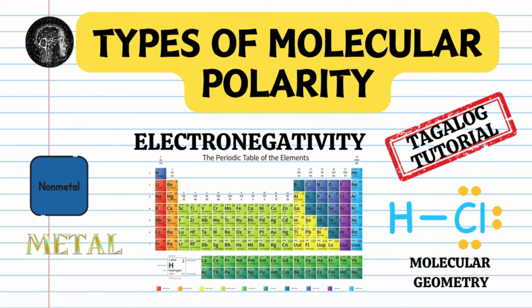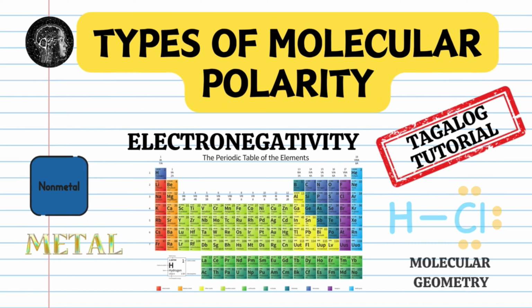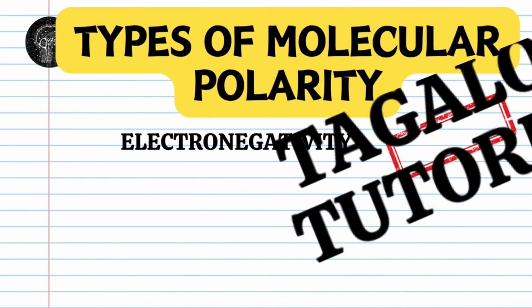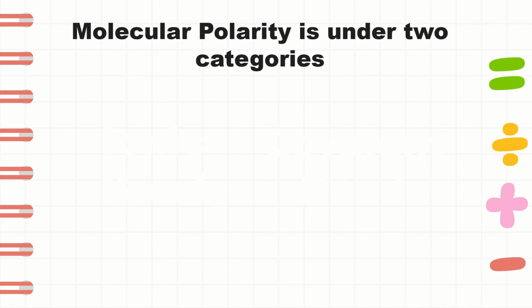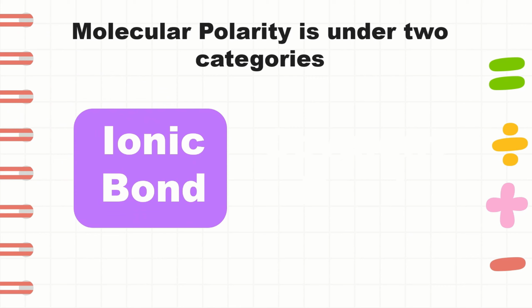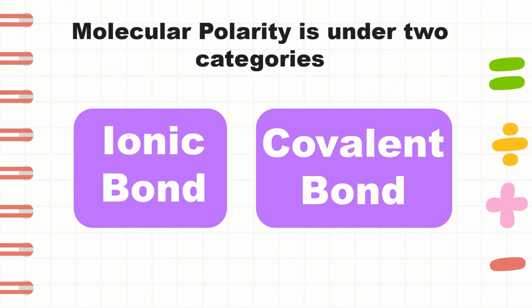in the branch of science that is chemistry. So, topic natin ngayon is about types of molecular polarity. Let's dive into the topic. So, we have different types of molecular polarity. Ang molecular polarity natin ay under sa two categories. First, we have ionic bond and yung tinatawag natin na covalent bond.